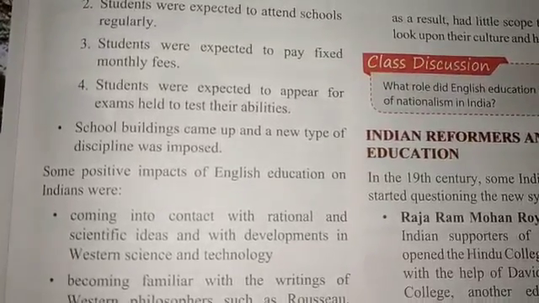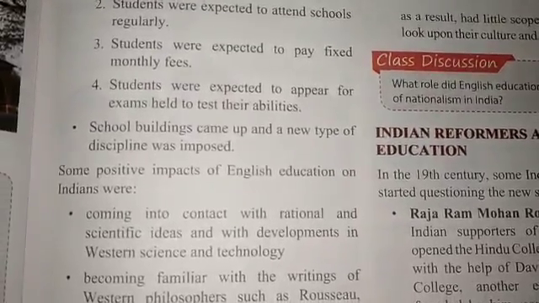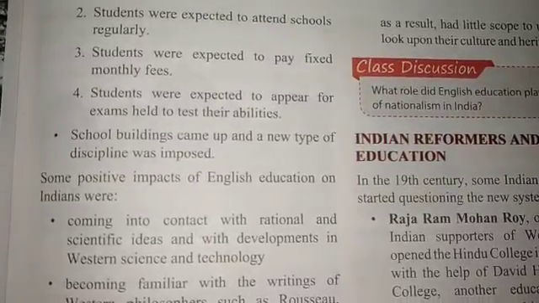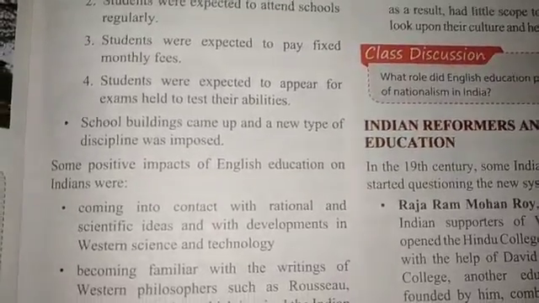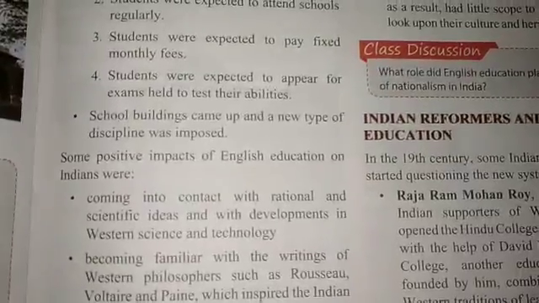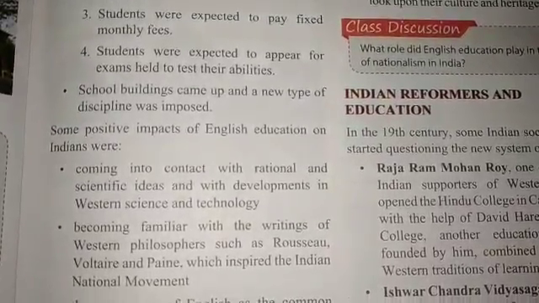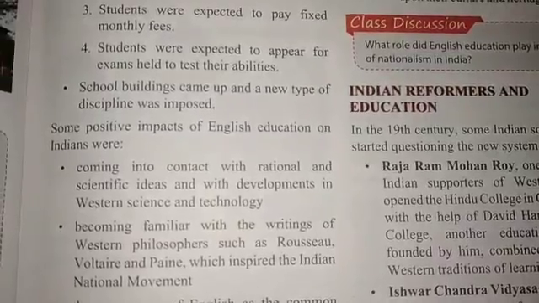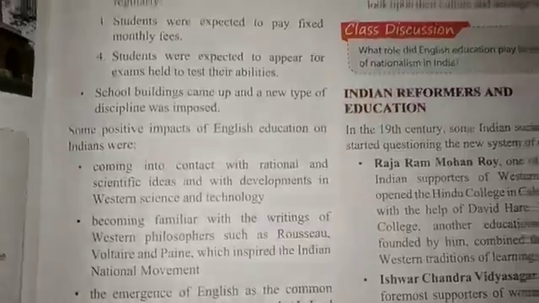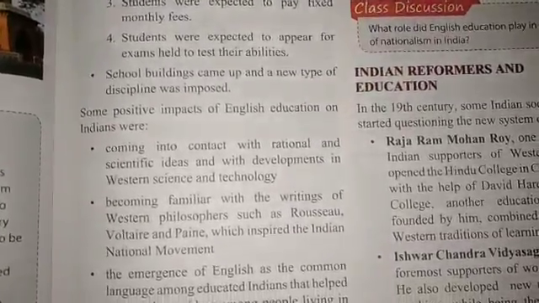Now, students were expected to appear for exams held to test their ability. Like you appear in exams today, students had to appear in exams so that their ability could be tested, that is, how much they have learned. Now, school buildings came up and a new type of discipline was imposed. At this time, school buildings started to be constructed and a new type of discipline began.